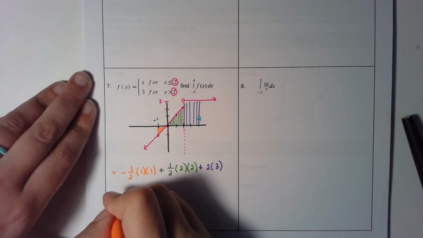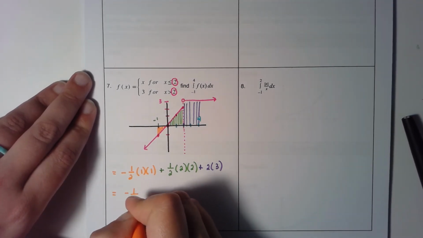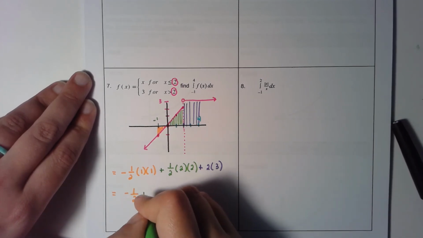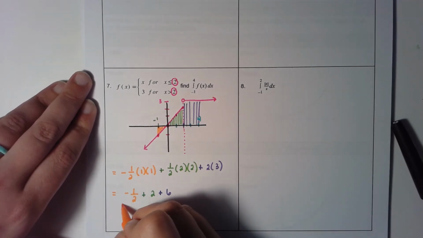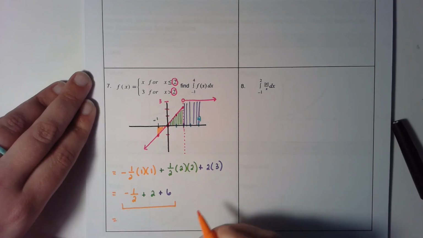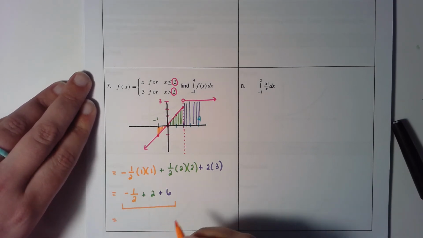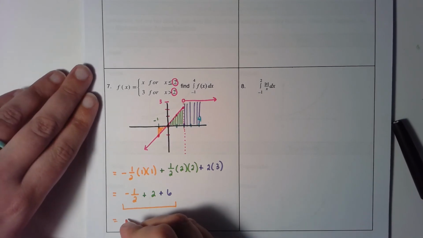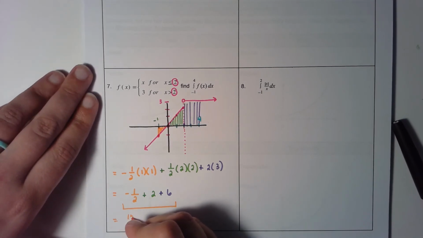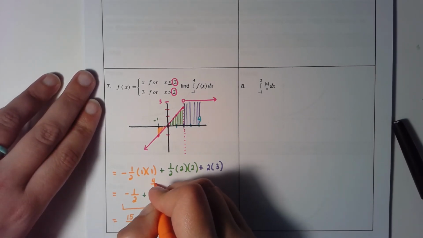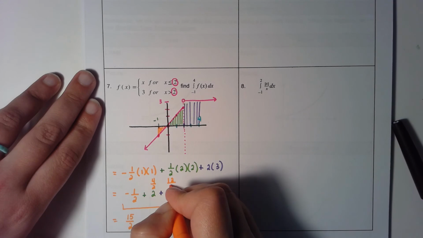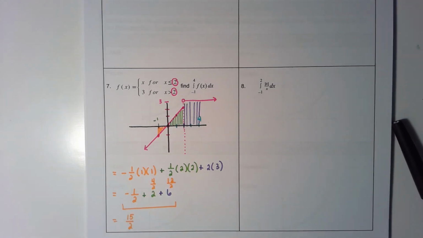So now I'm going to go ahead and just compute the final answer. So I get negative 1/2 plus 2 plus 6. Now, when I combine those, negative 1/2 plus 2 plus 6 would be 8 minus 1/2, so 7.5, which in other words is going to be 15/2. You could also think about this as being negative 1/2, 4/2 and 12/2. So negative 1 plus 4 plus 12 would be 15/2.